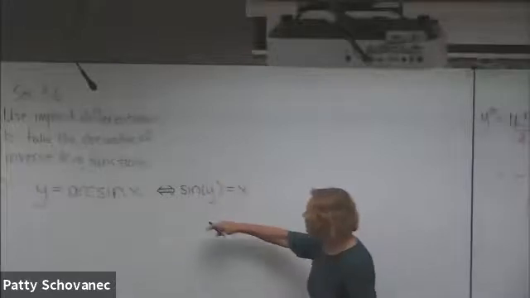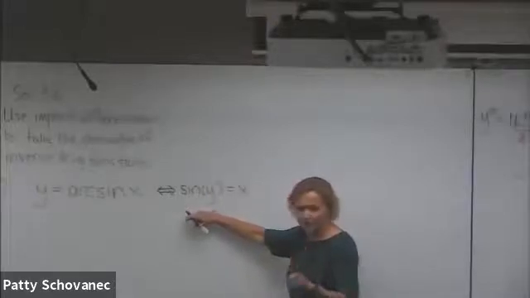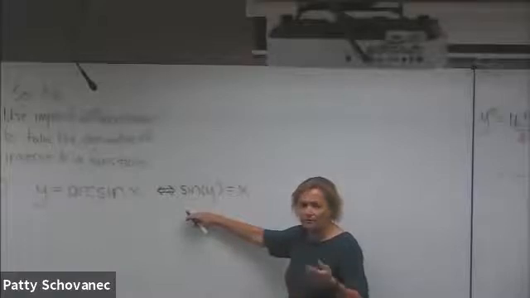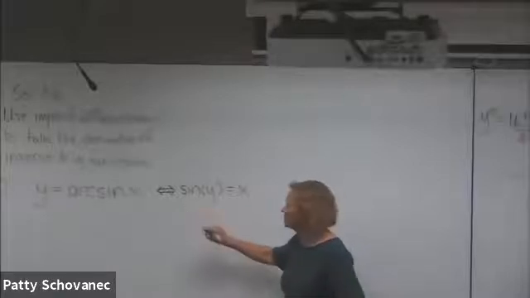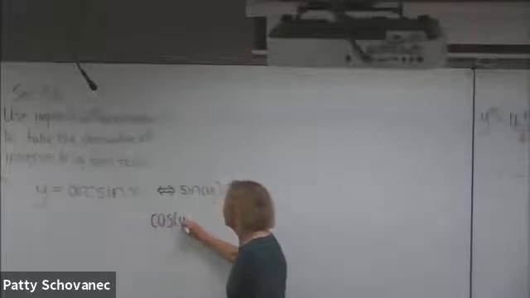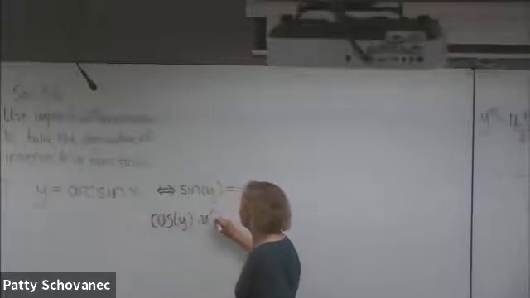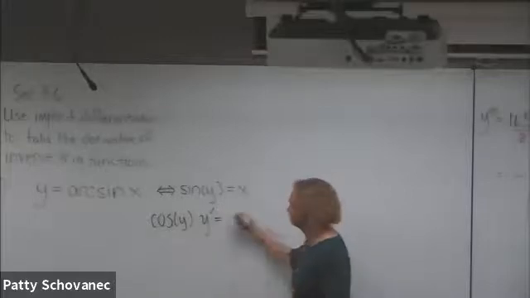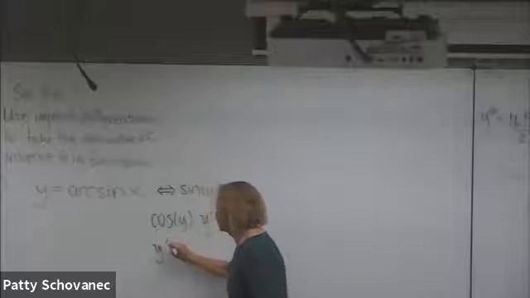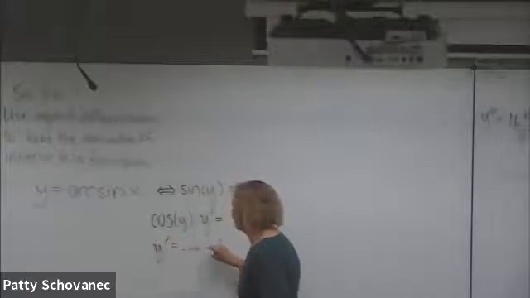So now we're going to take the derivative of this with respect to x. What will the derivative of the sine of y give you? So on the left side, you get cosine of y times y prime. And on the right-hand side, 1. So y prime is equal to 1 over the cosine of y.